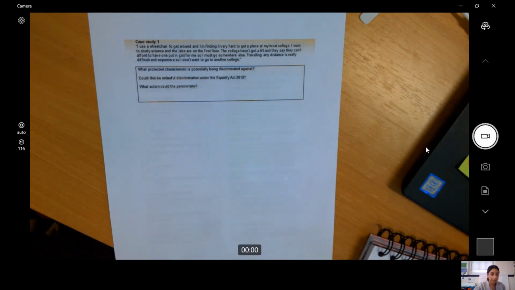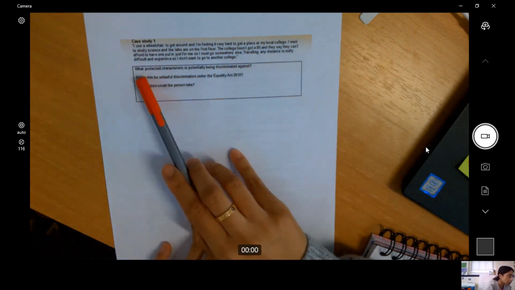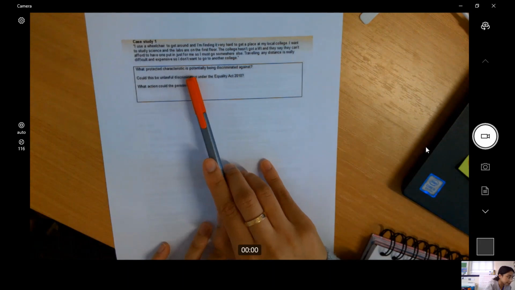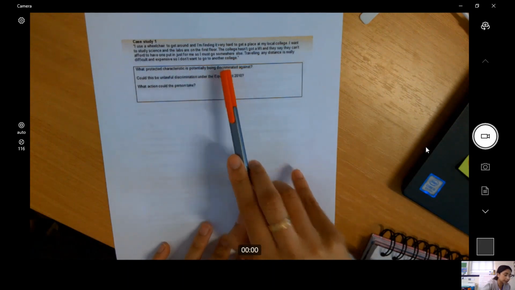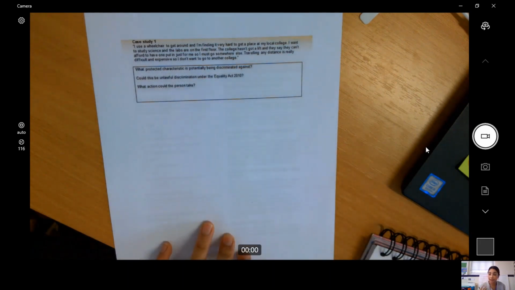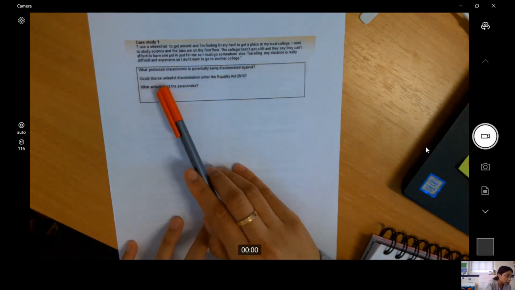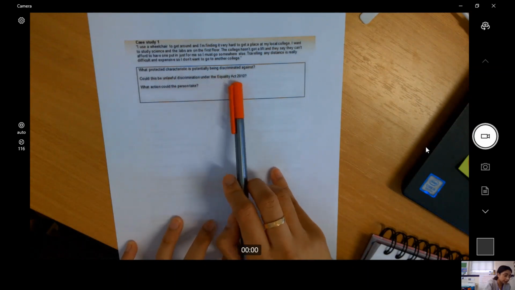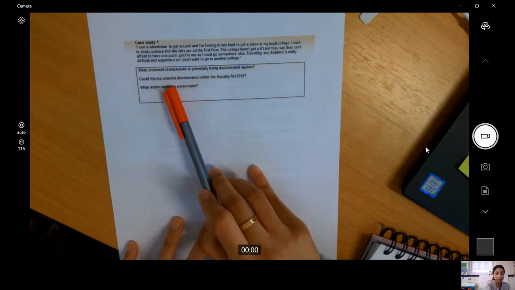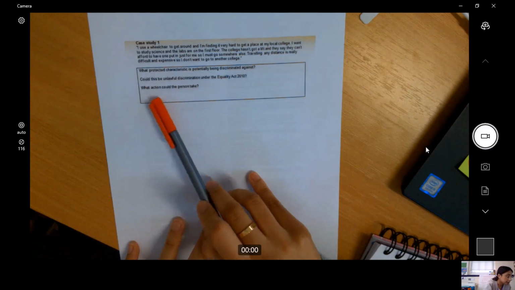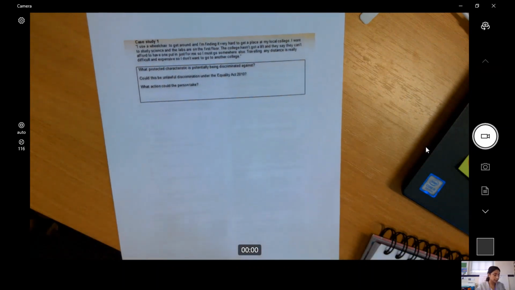And I need to go in and answer these 3 questions. So I have the first question, which is, what protected characteristic is potentially being discriminated against? Remember, discriminated means to be treated unfairly because of a protected characteristic. Could this be unlawful discrimination under the Equality Act 2010? Unlawful, remember, it's breaking the law. And then lastly, what action could the person take?